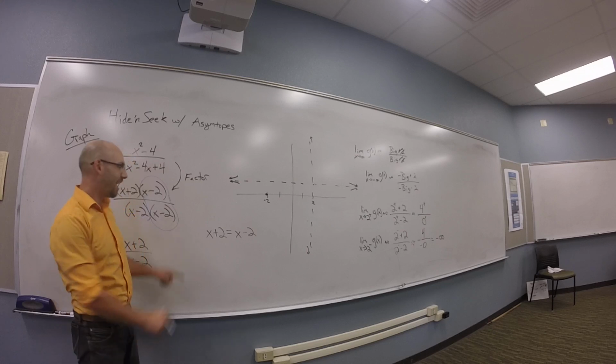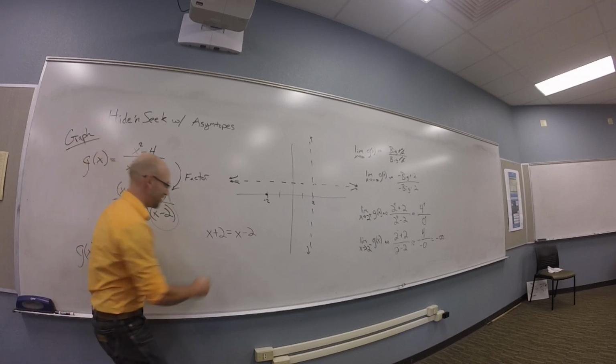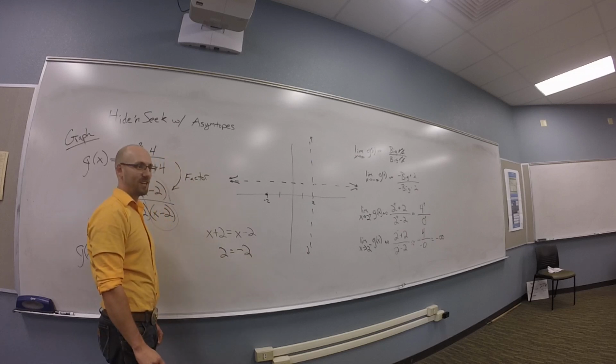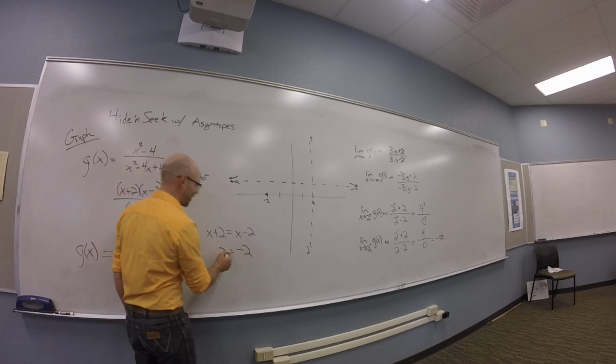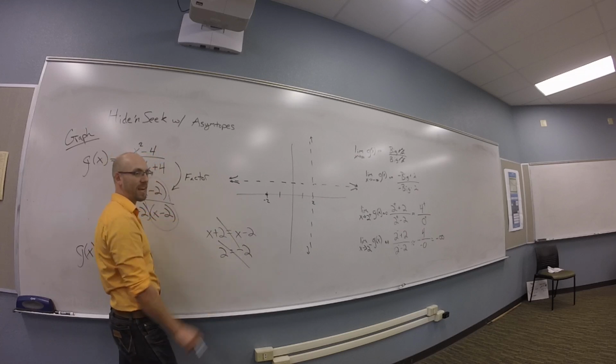Infinity. I think if you subtract x from both sides, you'd get 2 is negative 2, which is obviously false. This is just a contradiction. This doesn't happen. So this thing never crosses that asymptote.